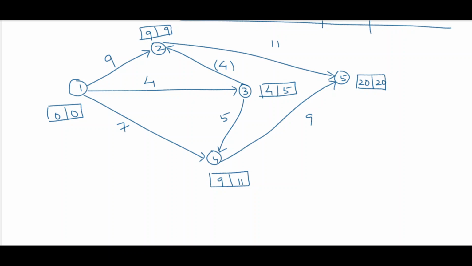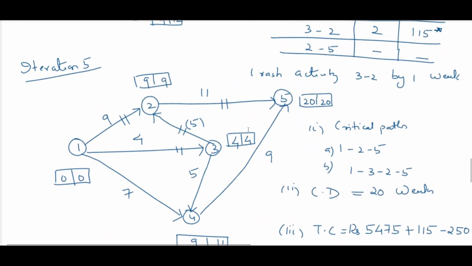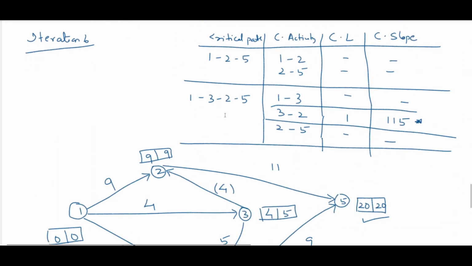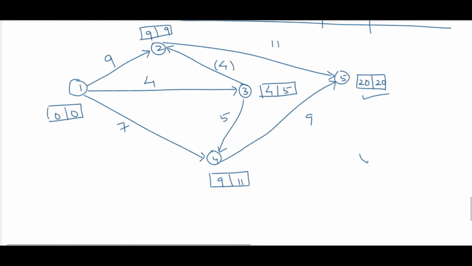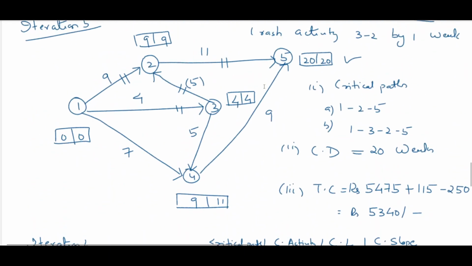So you can see that by reducing further the duration of this activity to 3, compressing by 1 week, there is no decrease in project completion time. It is 20 weeks now. Here also you can see it was 20 weeks. So no further iteration is required. Iteration 6 is not required. So iteration 5 is the answer. So this is the answer, 20 weeks.